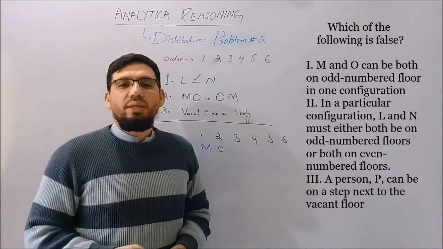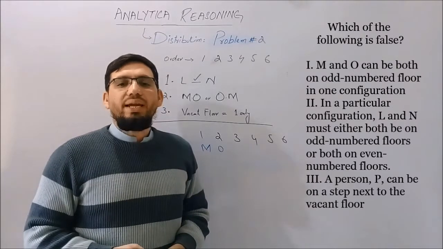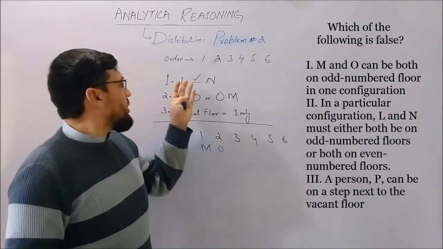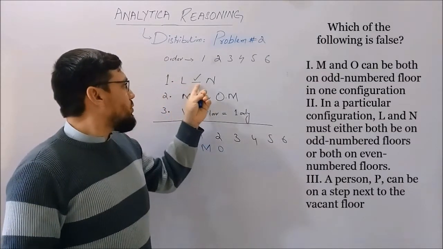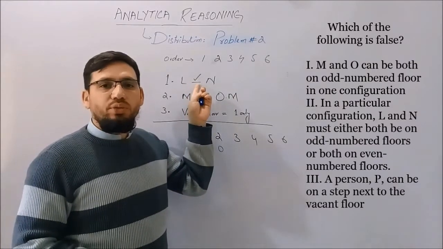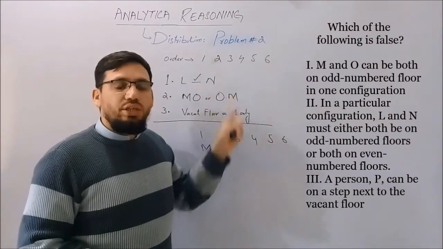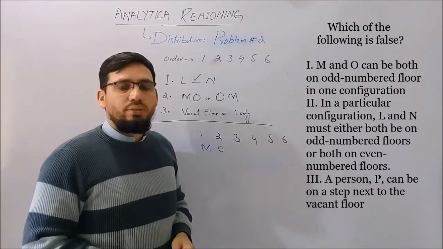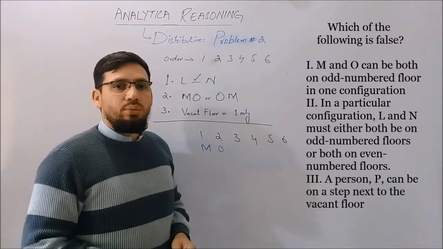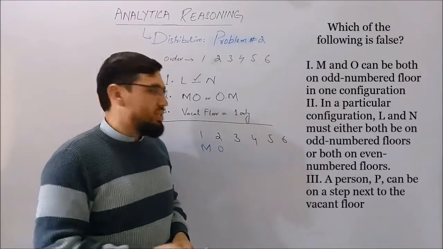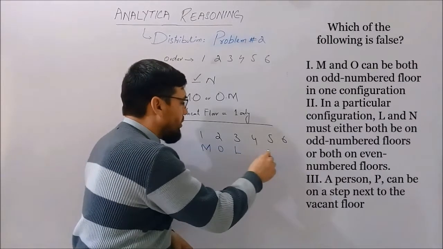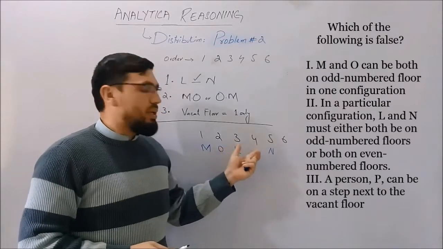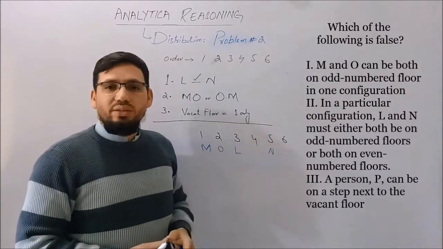Second option we have is that in a particular order L and N can both be on odd number floors. So you can see above that there must be one separator floor between L and N. Therefore, in one configuration, both of them must appear on odd number positions or even number positions. Suppose L is on third, then N will be on fifth, or L is on second, then N must be on fourth position. So this is the correct option.